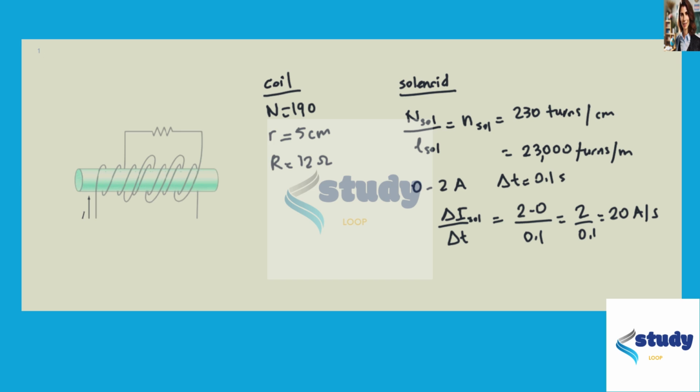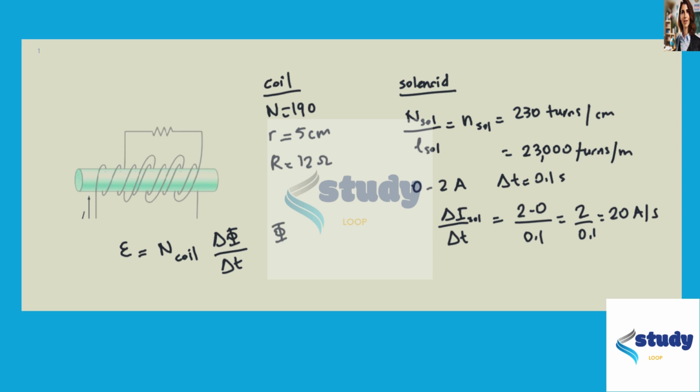Now, calculate the magnitude and the direction of the induced current in the outer coil. So the change in flux through the solenoid due to the change in current is going to induce EMF on the coil, right? So in order to calculate the magnitude of this EMF induced on the coil, we have the number of turns in the coil and the rate of change of flux through this coil.